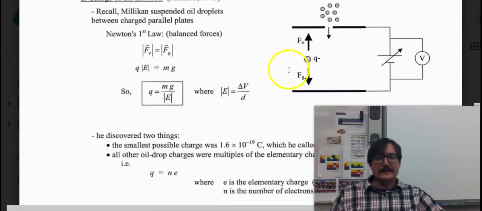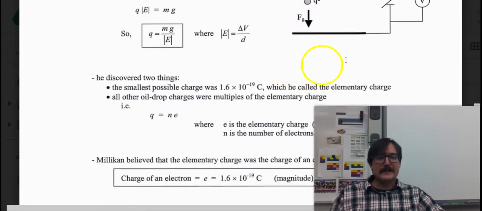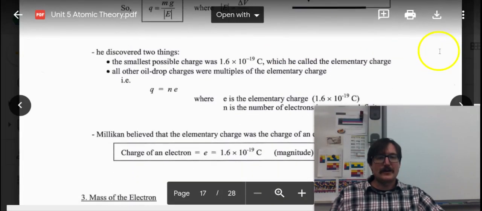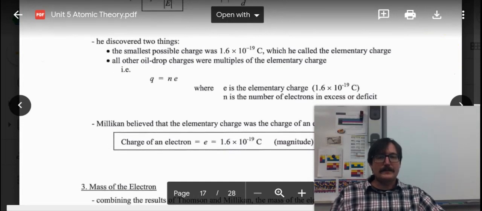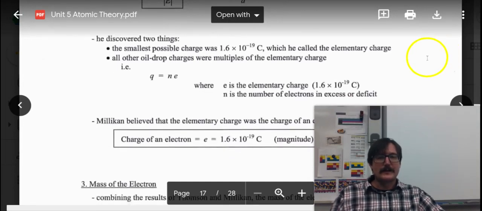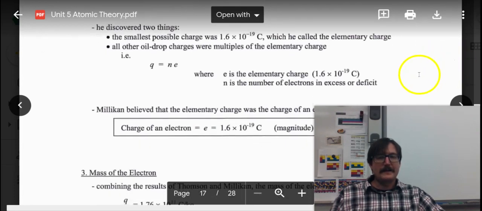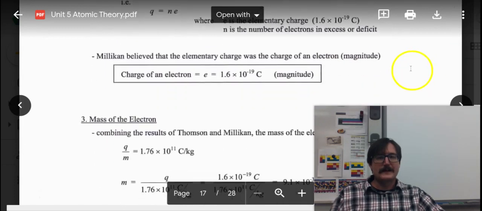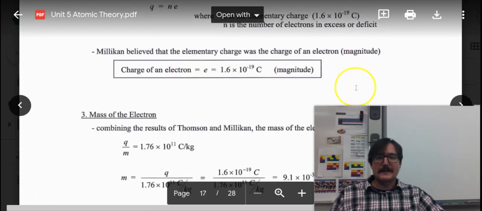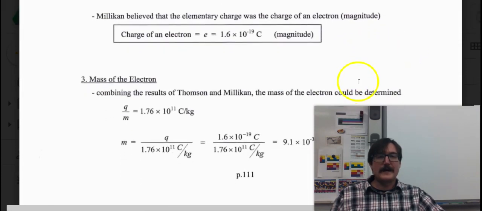He discovered two things. The smallest possible charge was 1.6 times 10 to the negative 19 coulombs. He called it the elementary charge. All other oil droplet charges were multiples of the elementary charge. So Q is n times e, where e is the elementary charge. n is the number of electrons in excess or deficit. If excess or deficit, you can figure that out by the actual direction of the electric force and the polarity of the plates. So Millikan believed that the elementary charge was the charge of an electron. So e was 1.6 times 10 to the negative 19 coulombs in terms of its magnitude.